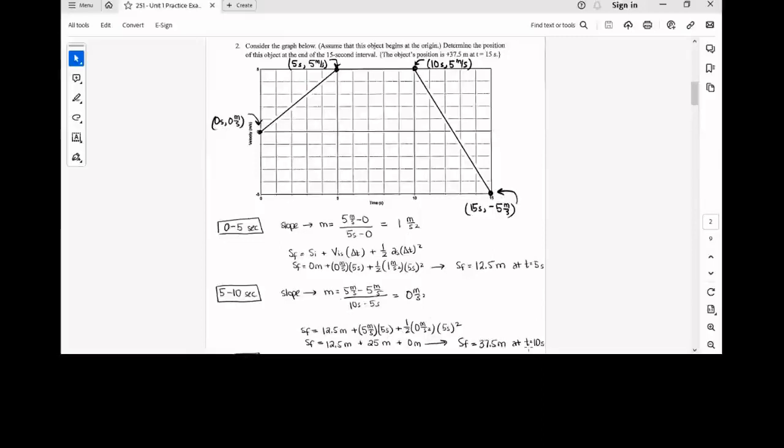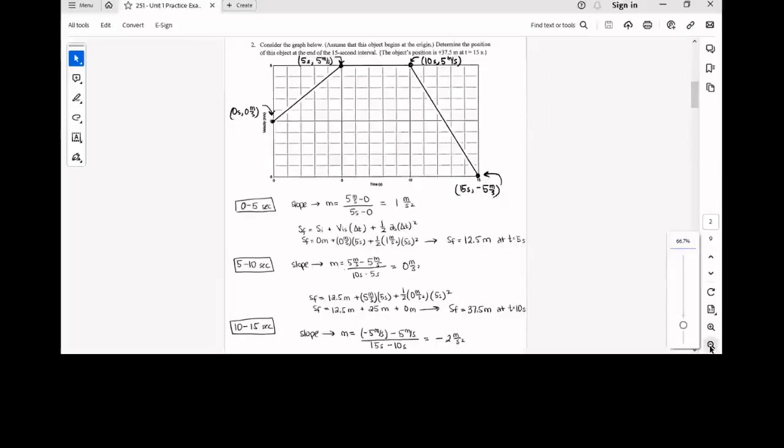That tells me that at t is equal to 10 seconds, this object is now 25 meters further away, so it's at 37.5 meters. And then finally, the slope for the section between 10 and 15 seconds is negative 2 meters per second squared. So v final is negative 5, v initial is positive 5. So negative 5 minus positive 5 is going to give negative 10. And you've got a 5-second interval here, so that's where my negative 2 meters per second squared comes from.